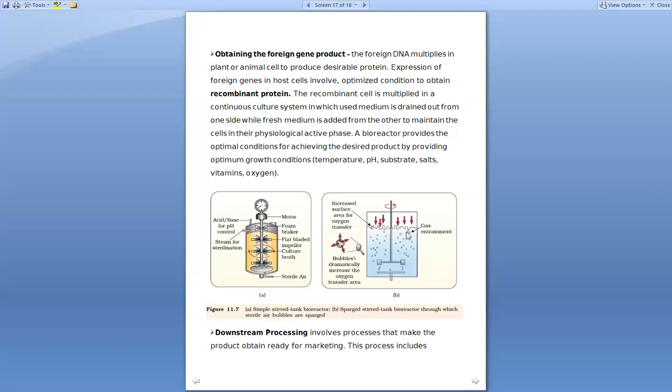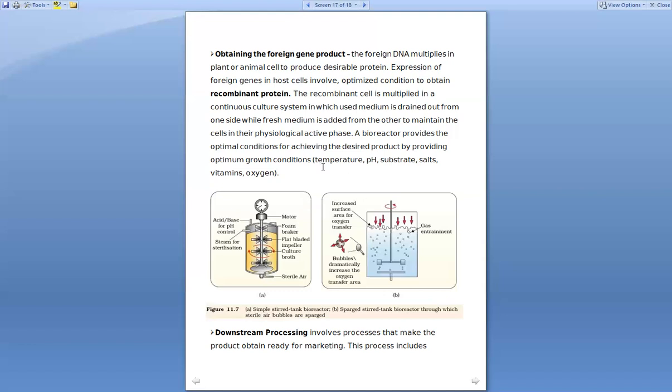To carry out this particular process, what you need is optimized conditions, right? So the optimized conditions are given in the bioreactors. They give the optimum growth condition, that means those conditions where the cells can easily grow.